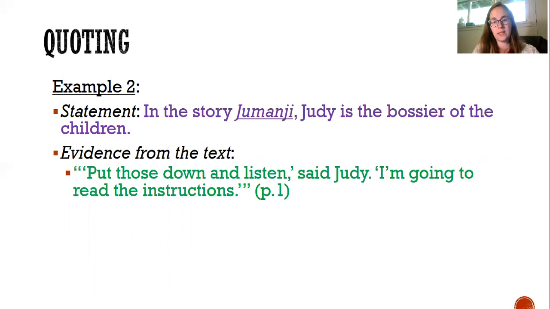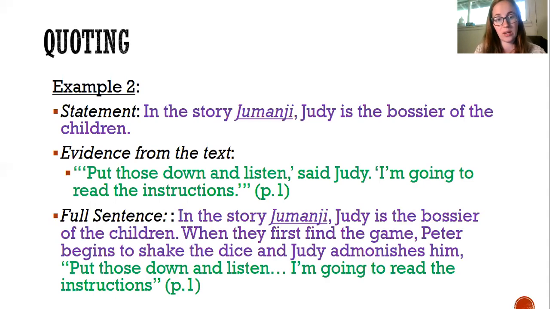"Put those down and listen," said Judy. "I'm going to read the instructions." So I'm going to put that together in a full sentence. In the story Jumanji, Judy is the bossiest of the children. When they first find the game, Peter begins to shake the dice, and Judy admonishes him. "Put those down and listen. I'm going to read the instructions." And again, I told that it was from the story Jumanji, and then I have the page number below.